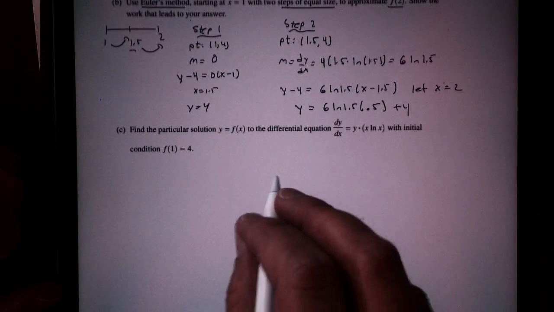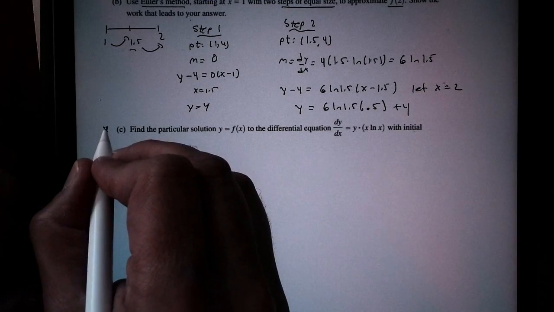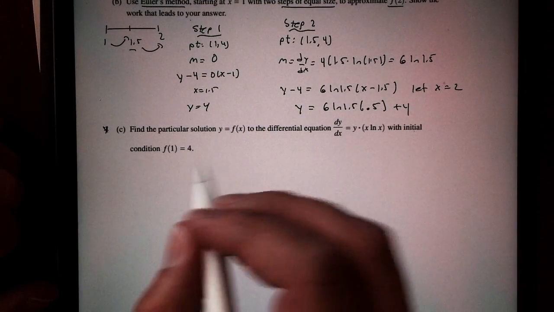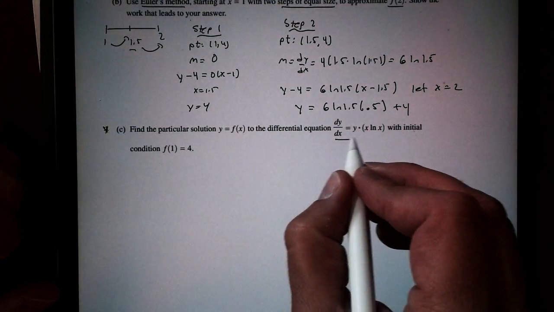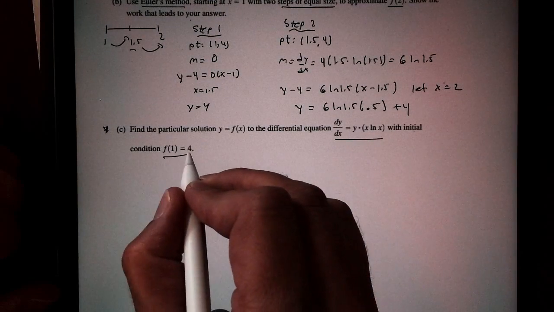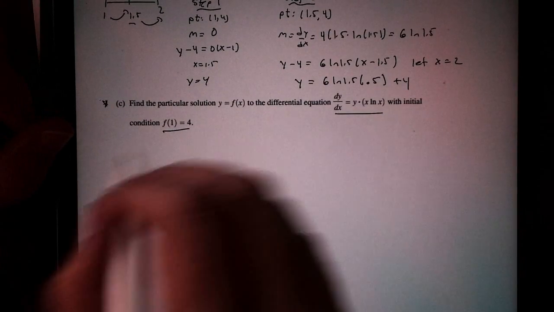All right, part C. This is one I wanted to get to. This is the fun one. We haven't seen one of these in a while. We have to solve a differential equation. So we want to solve this now given the initial condition. And this one's not so much fun to solve.